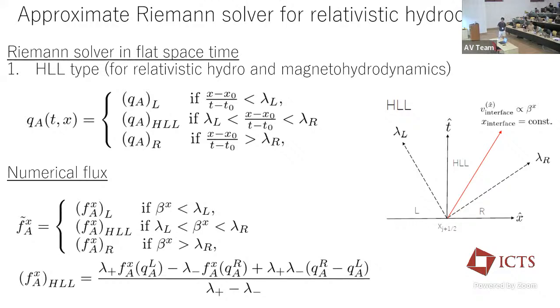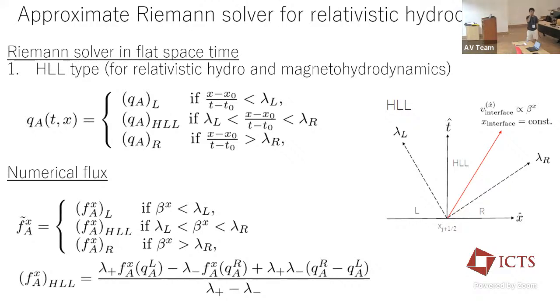In HLL, you don't take into account the internal structure inside the Riemann fan. If the left propagating wave is in this direction, for example, in this diagram, the numerical flux is given by the left state of the physical flux on the left, the HLL state in the middle, and on the right, the right state of the physical flux.